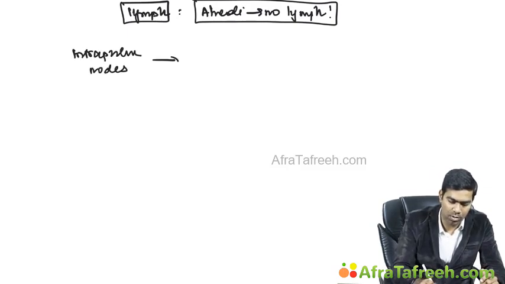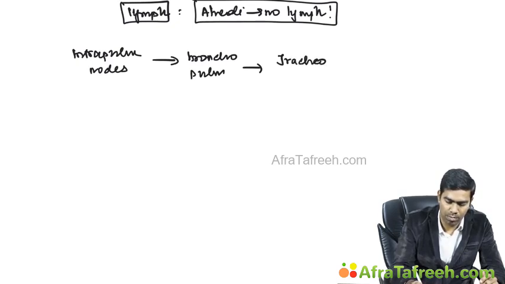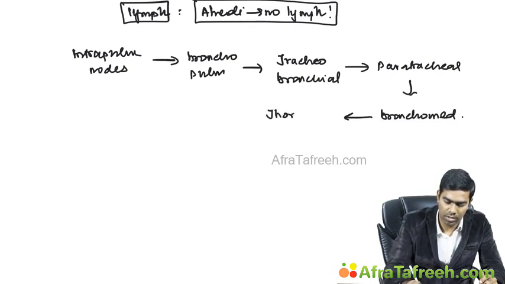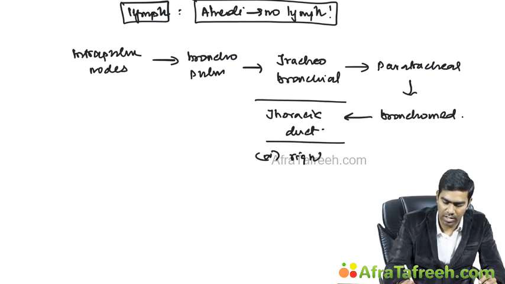At the same time, the drainage, if you ask me, I can tell very fast. It starts with the intrapulmonary nodes, which become bronchopulmonary nodes. Then it becomes tracheobronchial nodes, which then become paratracheal nodes, which become bronchomediastinal nodes, which then drain into the thoracic duct on the left side and the right lymphatic duct on the right side.